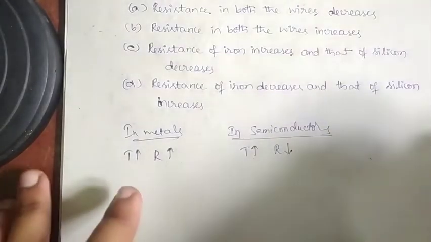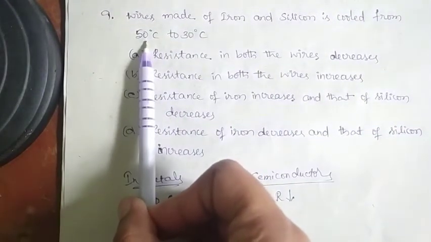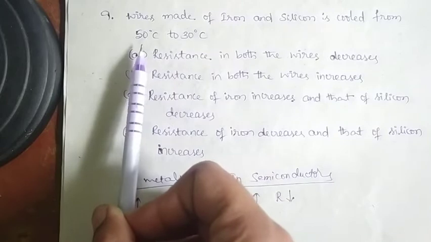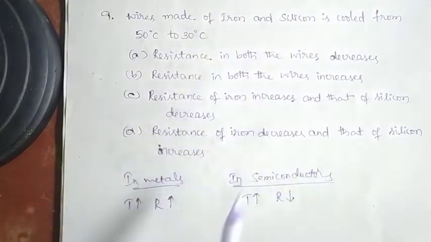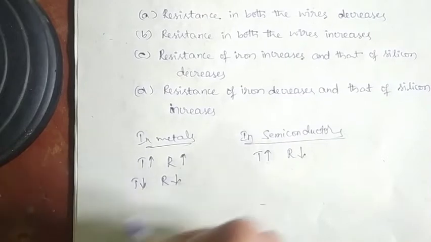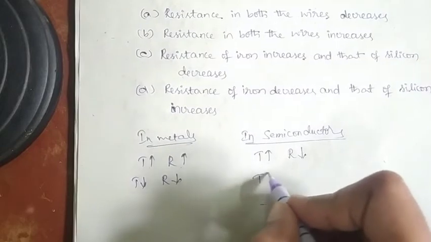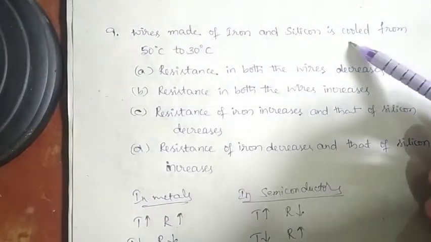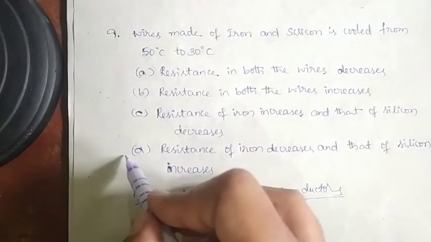Here, in the given question, first temperature is 50 degrees, second temperature is 30 degrees. Hence, temperature goes on decreasing. Here, iron is a metal. If temperature decreases, resistance also decreases in metals. In semiconductors, if temperature decreases, resistance increases, because silicon is a semiconductor. Hence, resistance of iron decreases and that of silicon increases. Option D is the right answer.